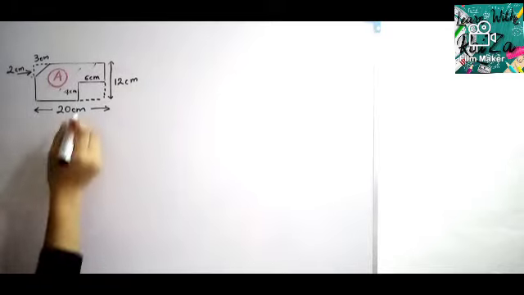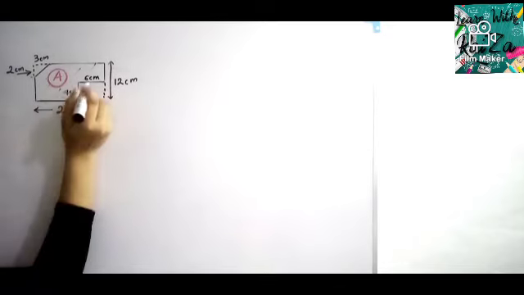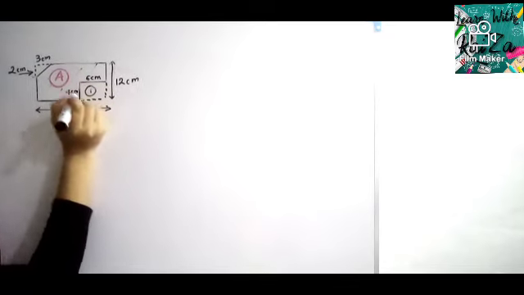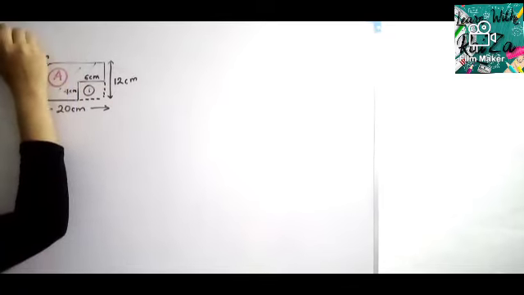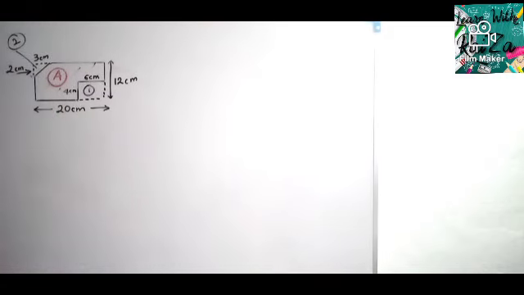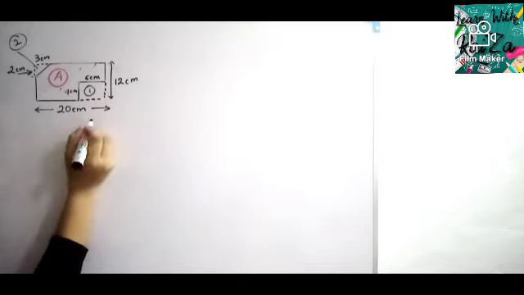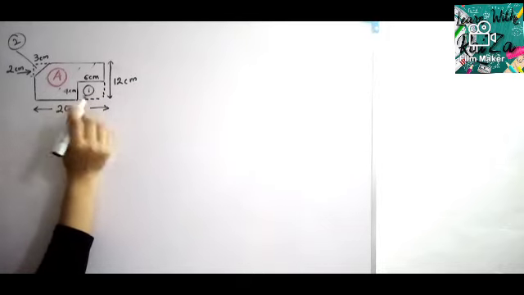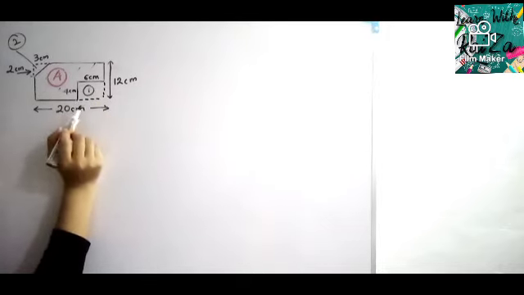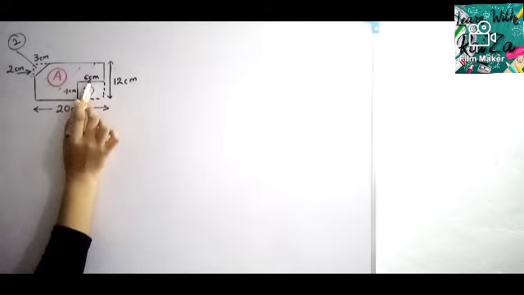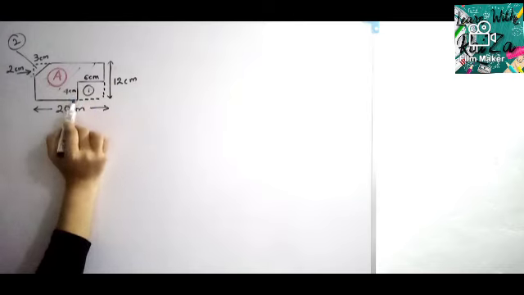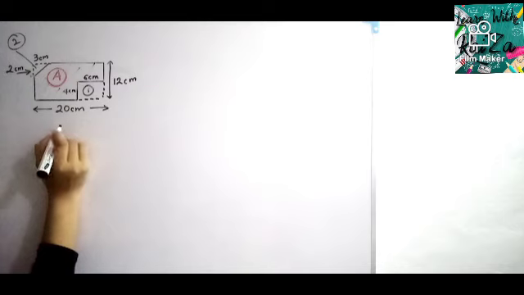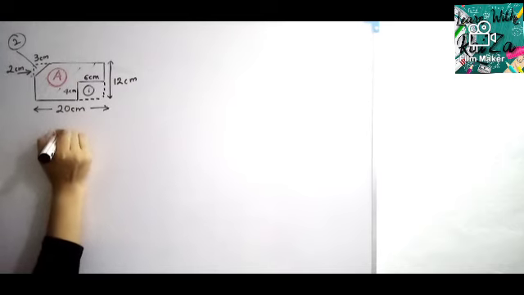Now what have you to do? First of all, in this figure, I'll mark this as 1 and this small triangle as 2. Then I'm going to find the area of this first square. Is it a square? No, rectangle, sorry. Why do I say rectangle? Because here 4 centimeter, here 6 centimeter. So the length is 6 and the breadth is 4. So it's a rectangle.